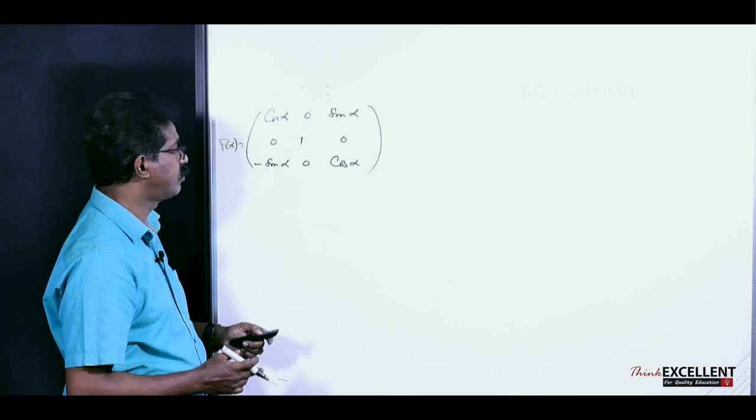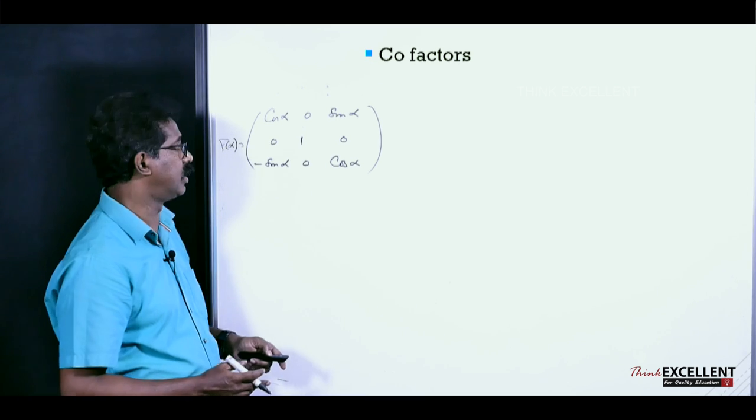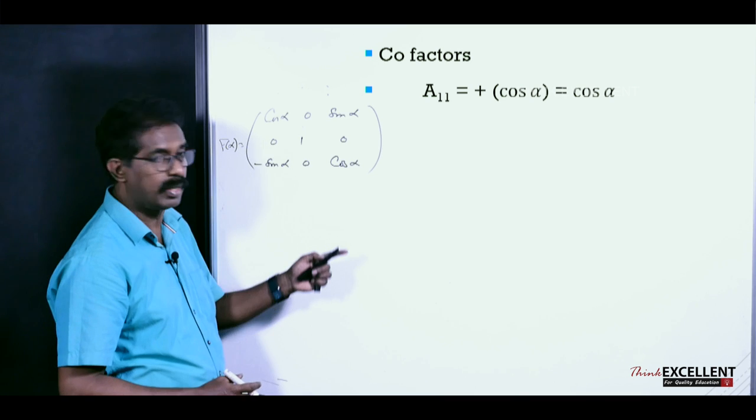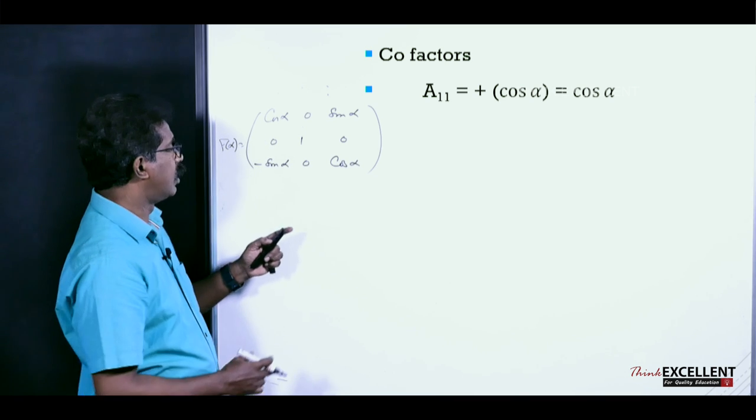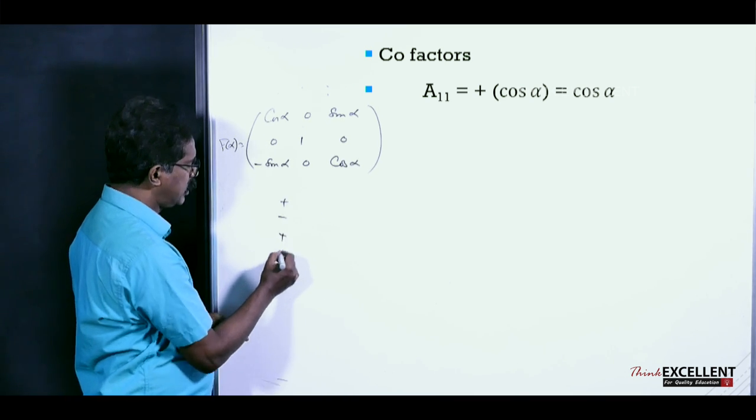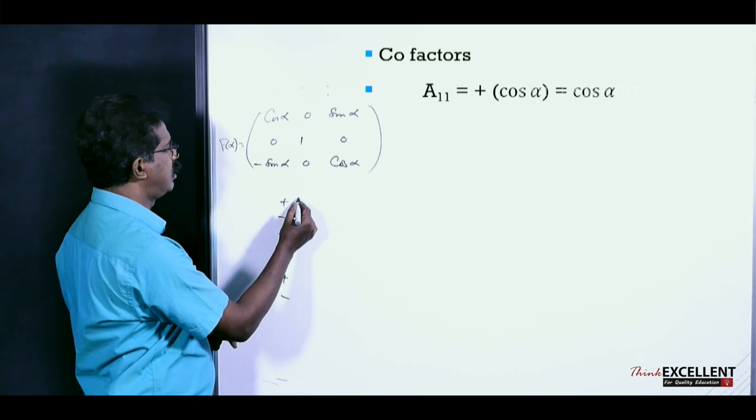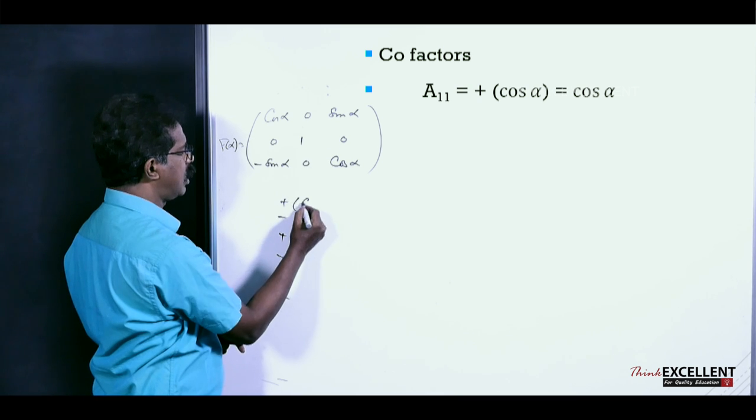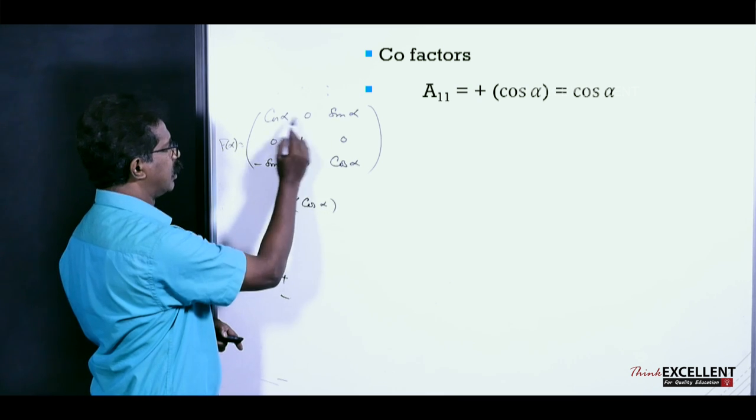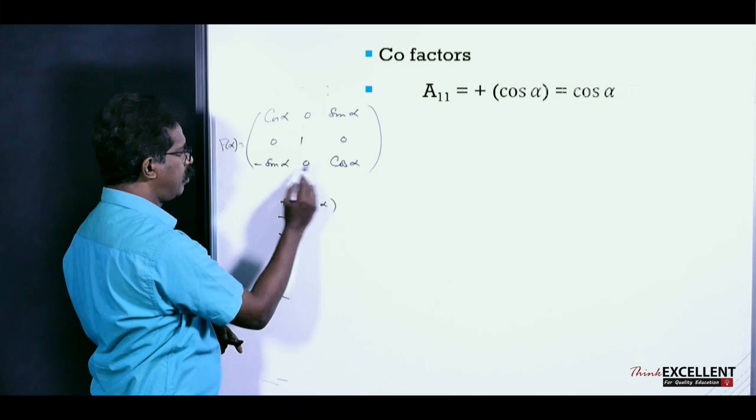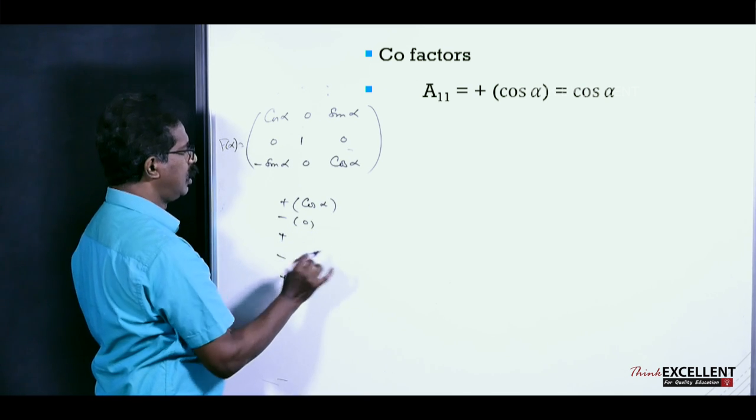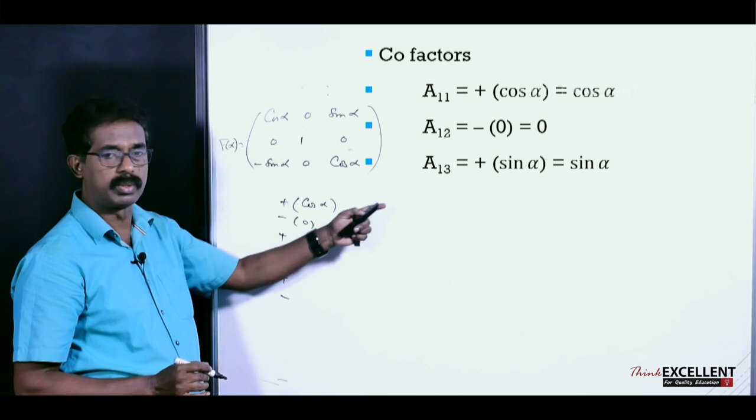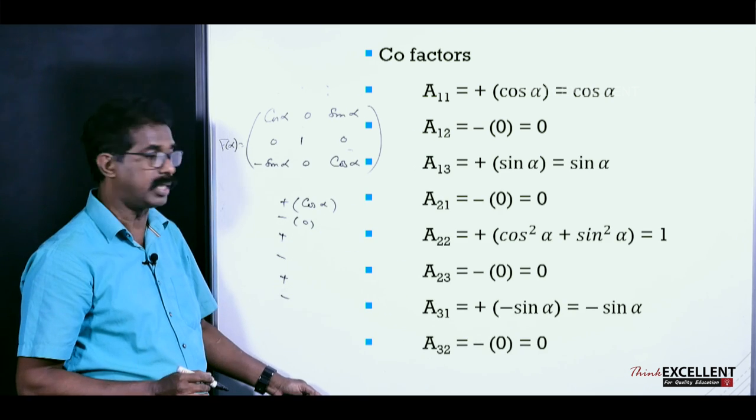Next, you have to find the adjoint. For that, you have to find all the cofactors. First A11, then A12, with plus, minus, plus, minus signs like that. First number: leave the row, leave the column, cos alpha minus 0, so cos alpha. Second one: leave the row, leave the column, 0 minus 0, so it is 0. Like that you find all the cofactors, A11, A12, A13, up to A33.